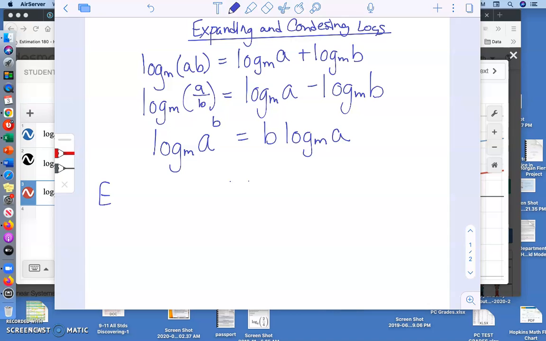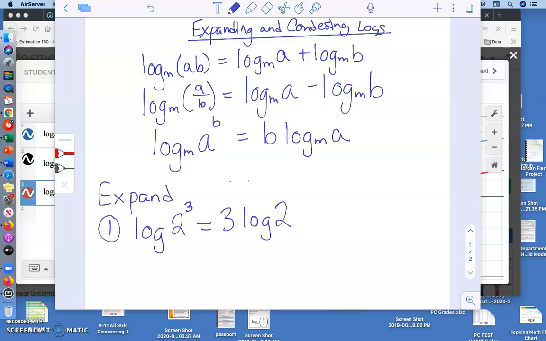So for example, if I said expand log, and I might use base 10 of 2 to the third, what's a way you could expand that, write it out? Well, our exponent, we know, can go out in front from these rules up there. So a way to expand this would be 3 log base 2.